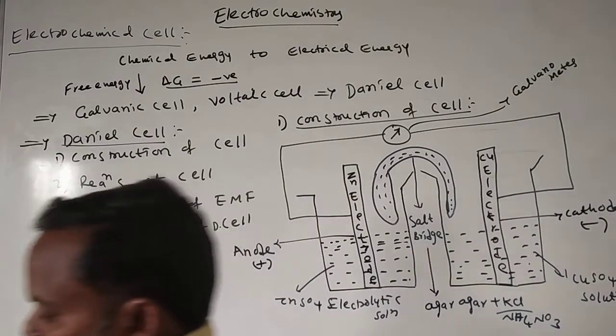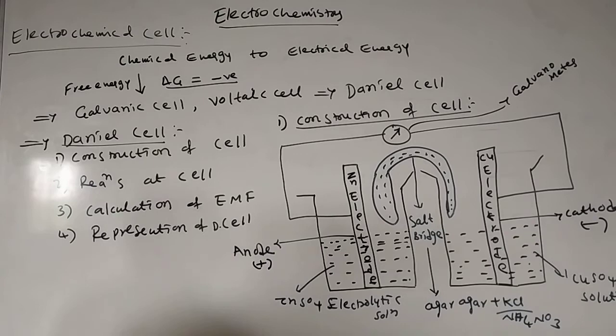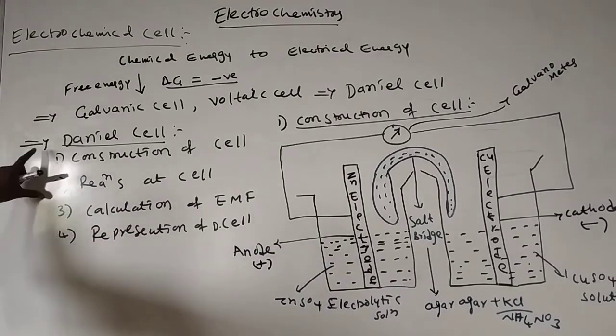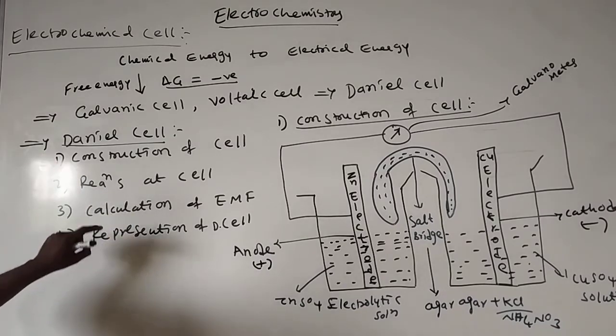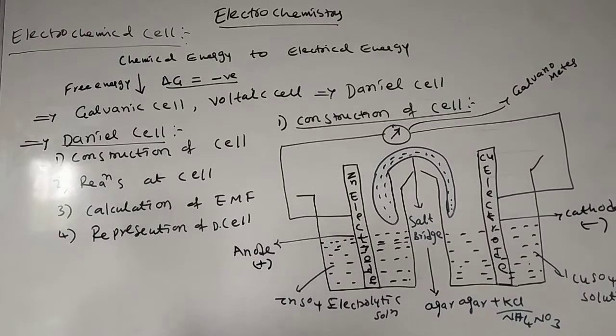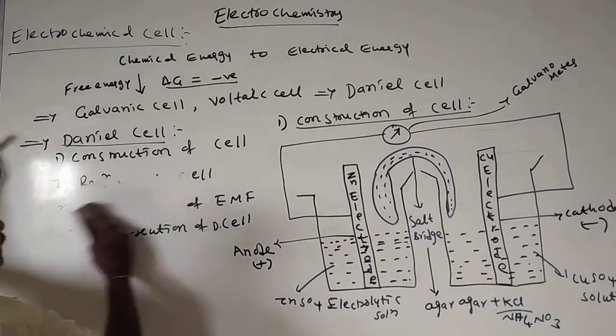We'll see the significance of the salt bridge. Before that, how many steps are there? One is construction of the cell, reactions at the cell, calculation of EMF, and representation of the galvanic cell. We'll see these next.